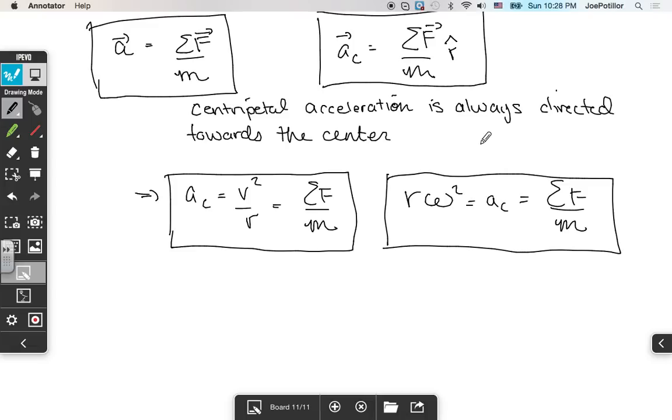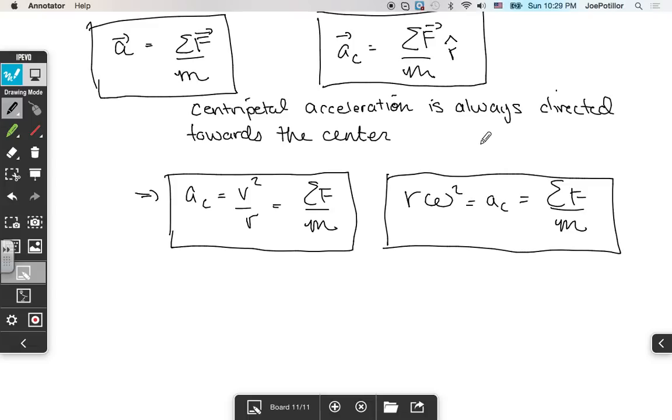So again, the important thing to keep in mind is that the acceleration is inversely proportional to its mass. Acceleration is inversely proportional to the inertia, directly proportional to the vector sum of forces. In this situation, the vector sum of forces is directed towards what? The center. So this is why it's in the same direction. Alright, so that's just something to keep in mind.